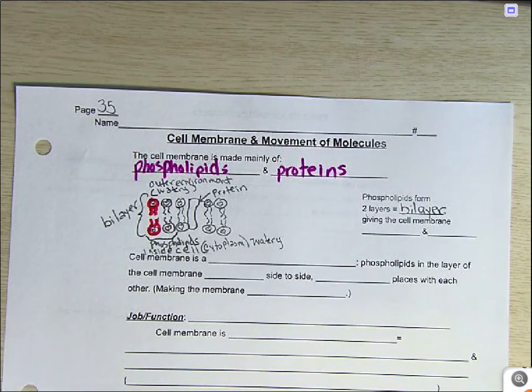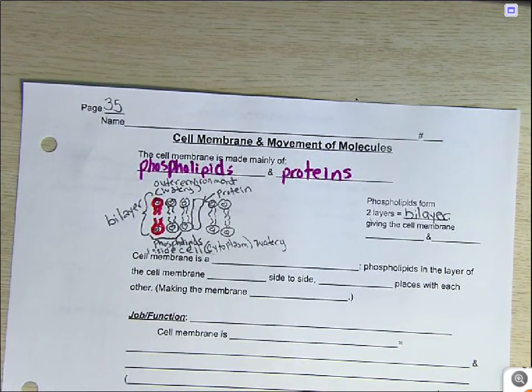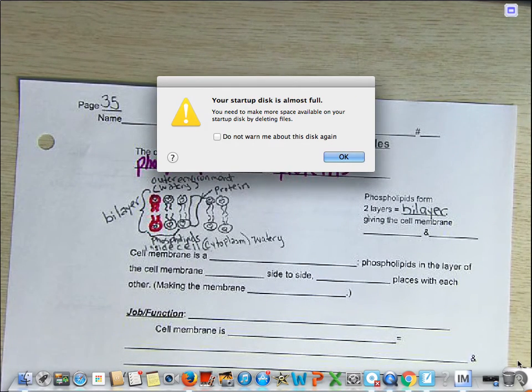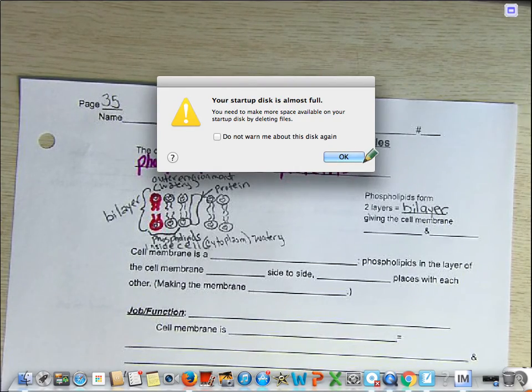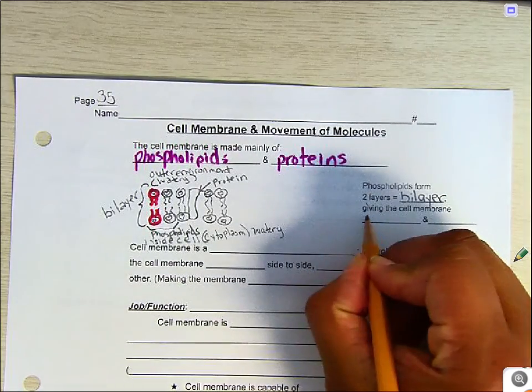All right. So moving over here, we have that our phospholipids are two layers. It's a bilayer. It gives the membrane the ability to be what? When you were actually making your bubbles, it didn't pop, so therefore, was it weak or was it strong? So it gives your cell membrane strength.